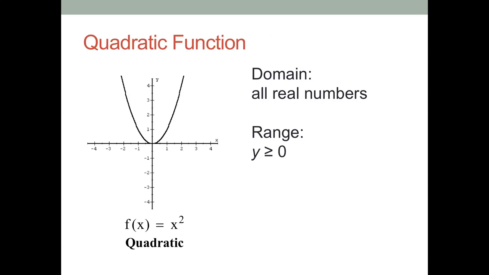The quadratic function, the parent function is f of x equals x squared. Again, the domain for this is all real numbers. I can square anything. But similar to our v, the u shape of this graph stays above the x-axis with a vertex at 0, 0. So my range is y is greater than or equal to 0 because nothing from this graph goes below the x-axis.